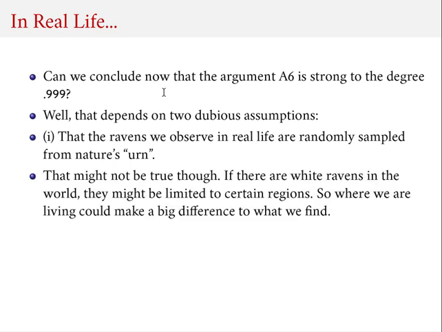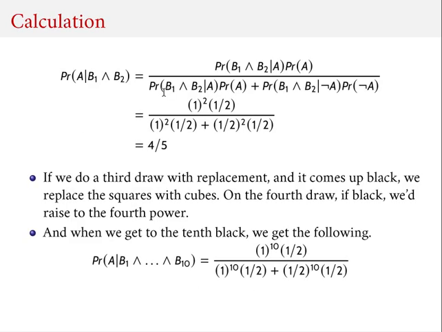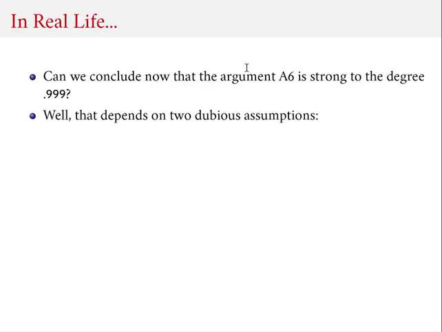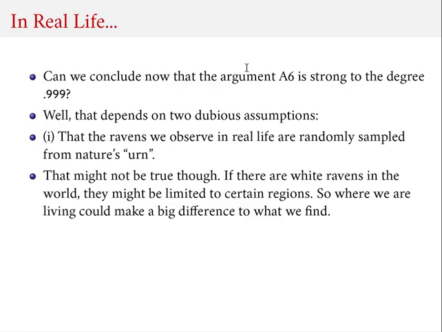But that might not be true. If there are white ravens in the world, they might be limited to certain regions. So where we are living could make a big difference to what we find. So what that means is that the move from assuming that the probability of all this evidence given A is just multiplying the probability of each evidence given A by the other ones, making that move requires the assumption that the evidence is independent of A.